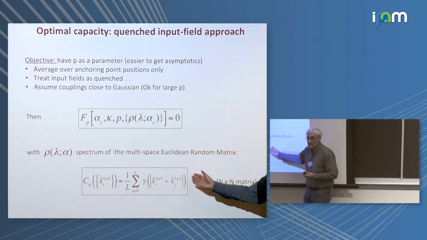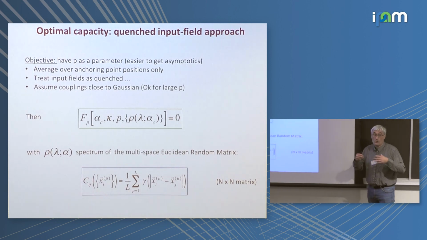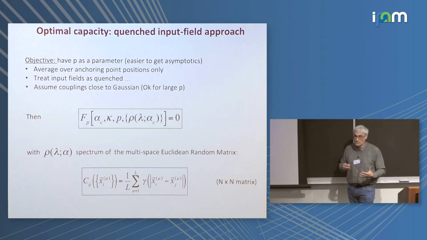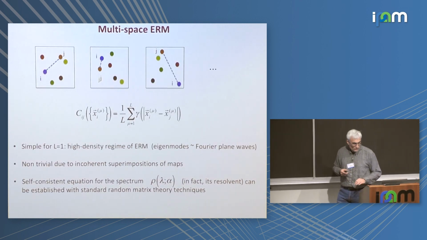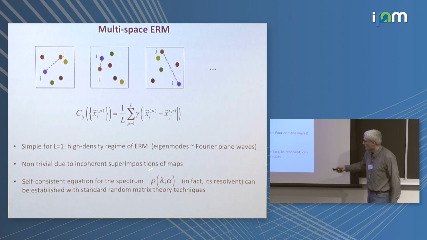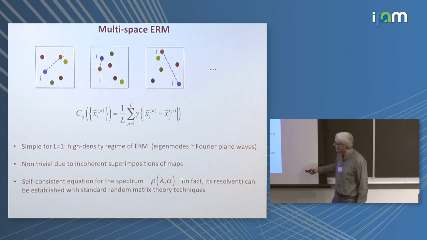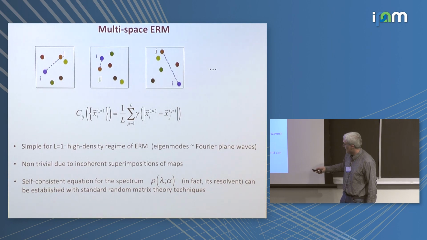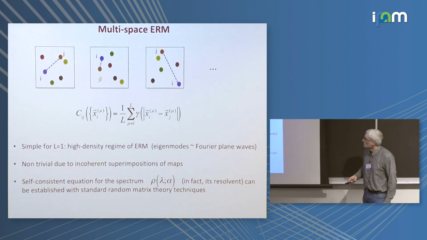But here we have so many spaces. We have L of them. The number of spaces is actually extensive in the number of points, which makes this ensemble rather interesting from a random matrix theory point of view. But still, using standard techniques from random matrix theory, we are able to compute this spectrum. And once we get this spectrum, then we can put it here and compute the capacity.